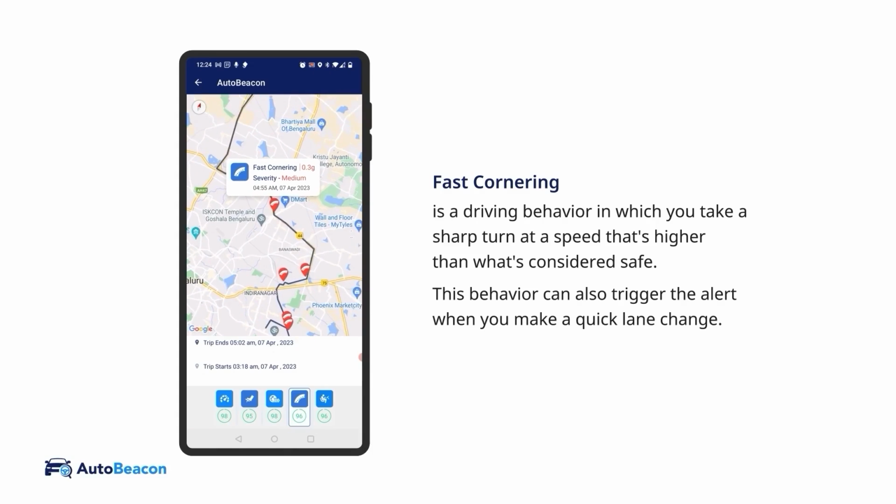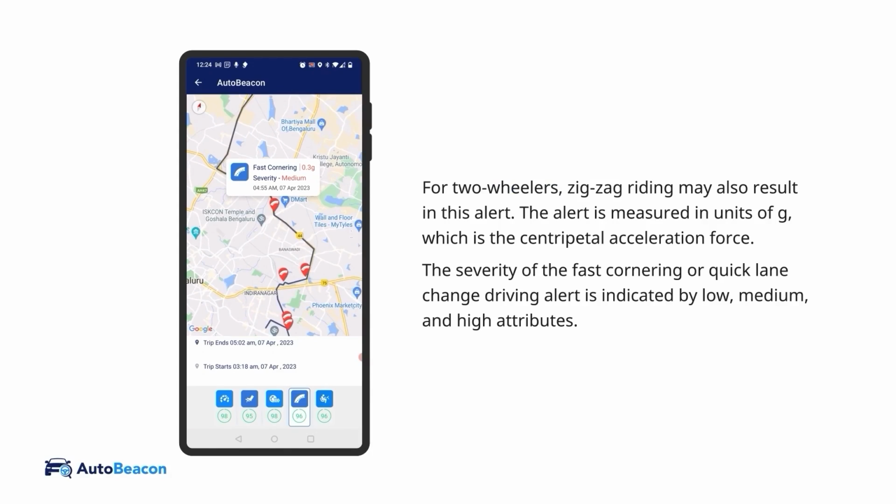Fast cornering is the driving behavior in which you take a sharp turn at a speed that's higher than what's considered safe. This behavior can also trigger the alert when you make a quick lane change. For two-wheelers, zigzag riding may also result in this alert. The alert is measured in units of g, which is the centripetal acceleration force. The severity of the fast cornering or quick lane change driving alert is indicated by low, medium, and high attributes.